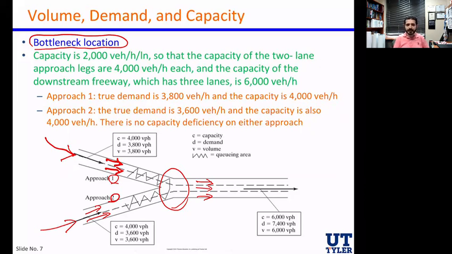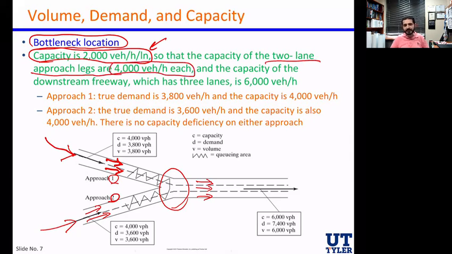So let's assume first the capacity is about 2,000 vehicles per hour per lane. This is fixed, as I said. It all depends on the dimensions, how many lanes per direction. So again, that's pretty much fixed: 2,000 vehicles per hour per lane. So the capacity of the 2-lane highway approaches is going to be 4,000 vehicles per hour each. If I tell you that every lane is going to handle 2,000, therefore the capacity for approach 1 will be equal to 2,000 times 2, and that is 4,000.